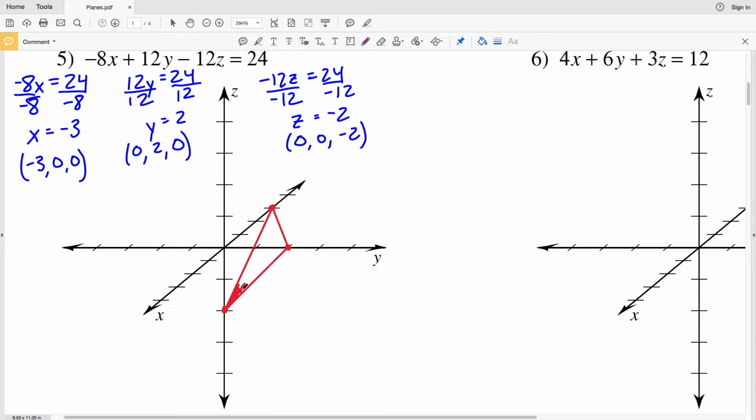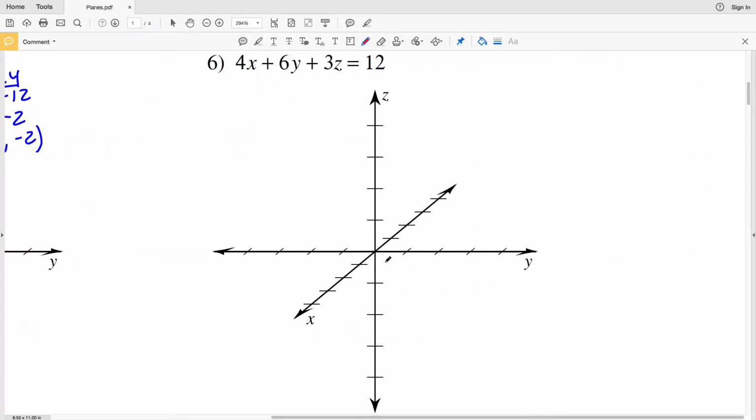And then filling it in. And that's my plane in number 5. Let's continue on to number 6. In number 6, we're going to start with that x-intercept.